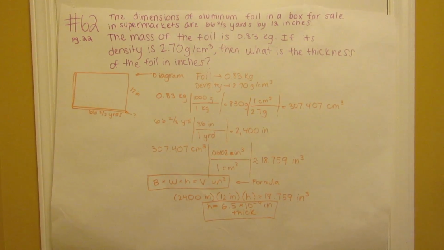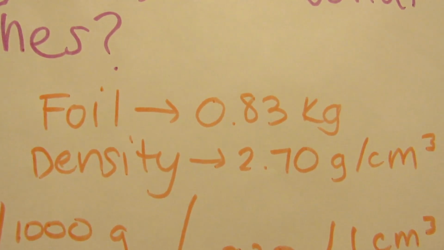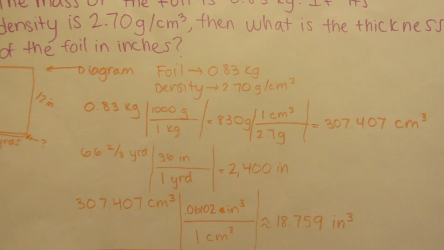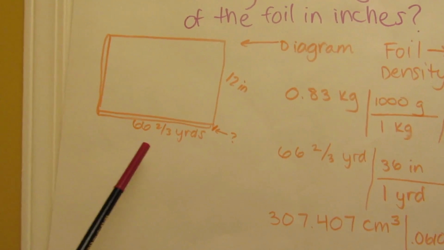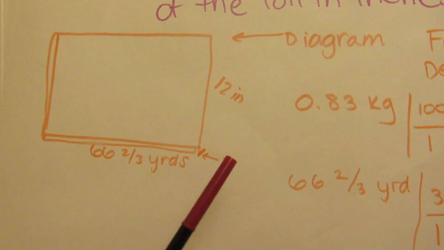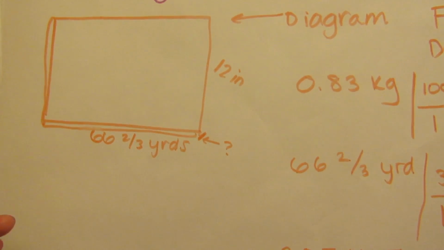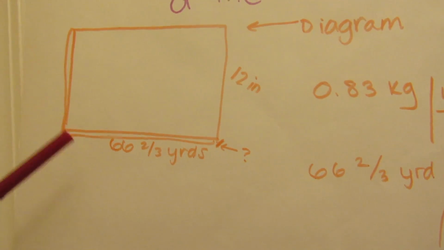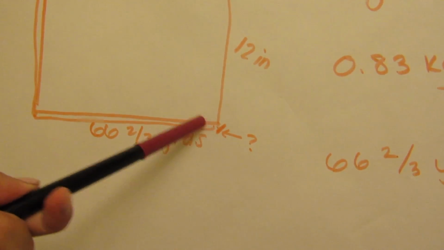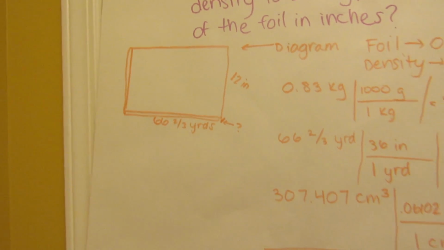So first, what we know is that the foil is 0.83 kilograms, and the density of that is 2.70 grams per centimeter cubed. After that, it helps me, and it might help you, to draw a little diagram. So you know that the width is 12 inches and it is 66 and 2/3 yards long. You may think that aluminum foil is 2D because it looks like a flat shape, but really it's 3D because it has a really, really small height.